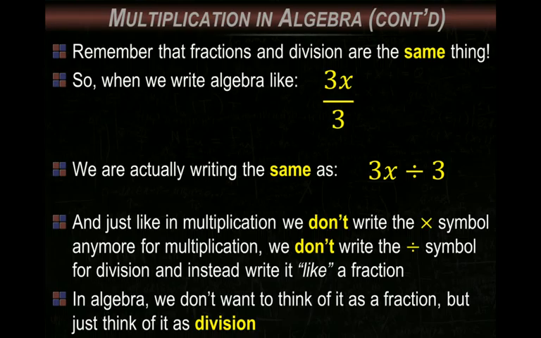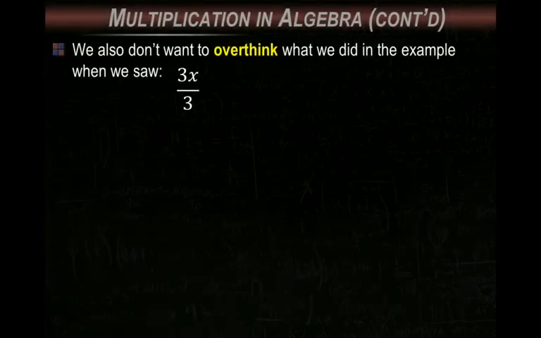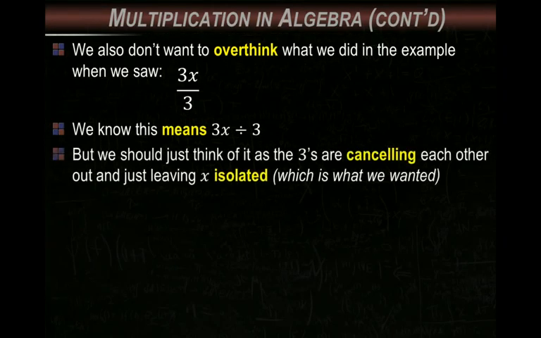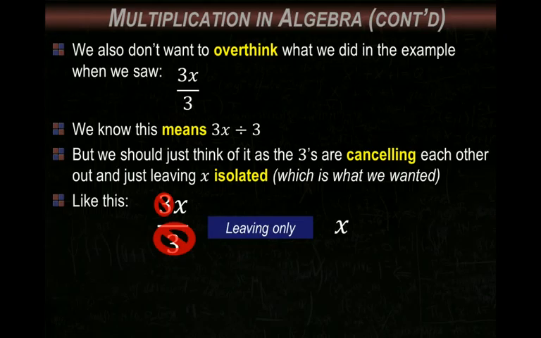So it's a fraction, kind of. But don't think of it like a fraction. That can get confusing. Don't overthink this. When you see this, 3x over 3, just think of it as essentially canceling the 3's out. So when you see this, just go, oh, well, that just means that 3 and that 3 cancel each other out, and I'm just left with x.